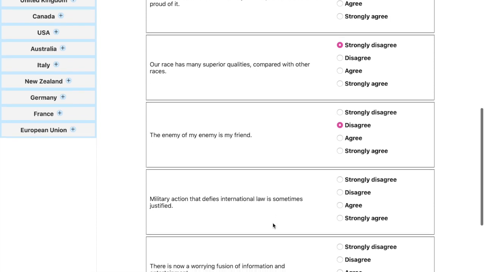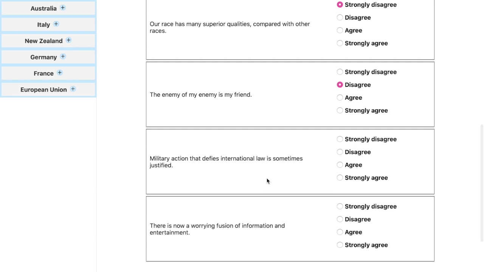Thank you, internet, for letting me click on that. It took me like 5 tries. "Military action that defies international law is sometimes justified." No. What the fuck is the point of international law if you can just defy it?